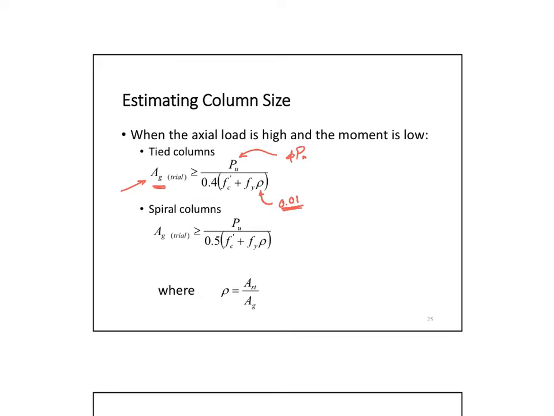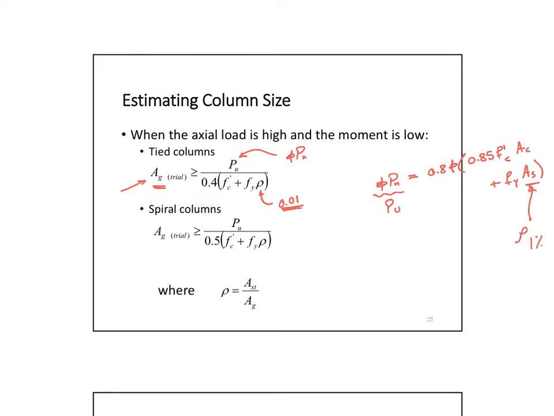Now, this will be based on the assumption that I don't have any moments. Again, where did this come from? A very simple equation of Pn becoming Pu equals 0.8 times phi times 0.85 f'c area concrete plus fy area steel. Very simple. So I substituted area steel with rho times area gross, and I got area gross outside, with rho being 1%.